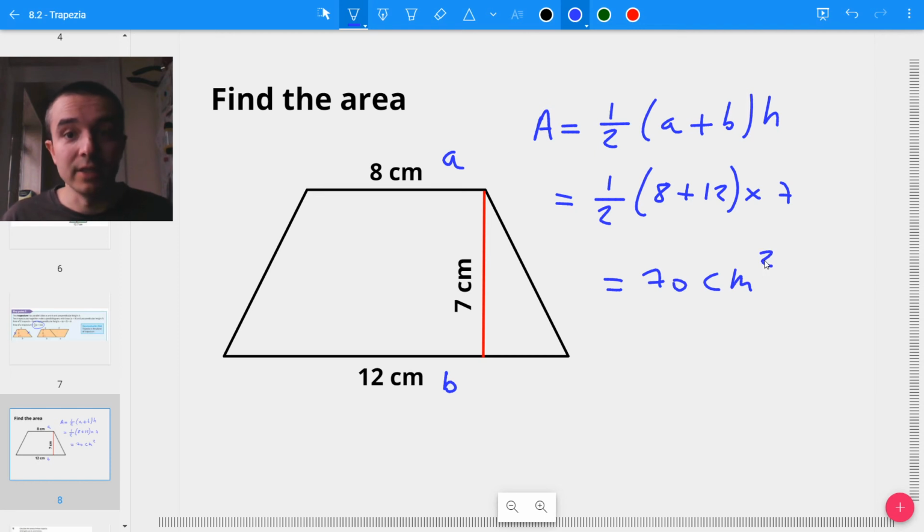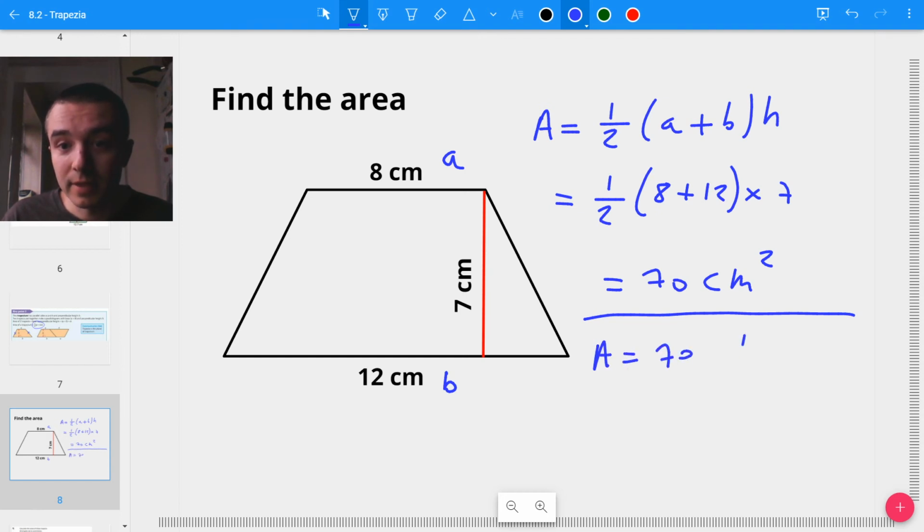70 centimeters squared. I'm also going to show you, in case you need it for the questions, how to find the height once you have the area. Let's say I don't know my height. Let's say my height is x, and I want to find the height knowing the area. So if my area is 70, the height is unknown, so it's x.